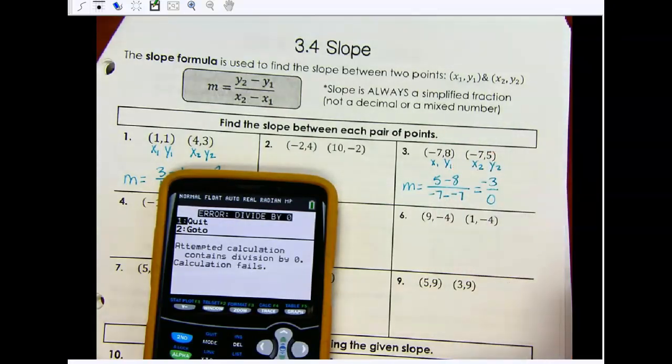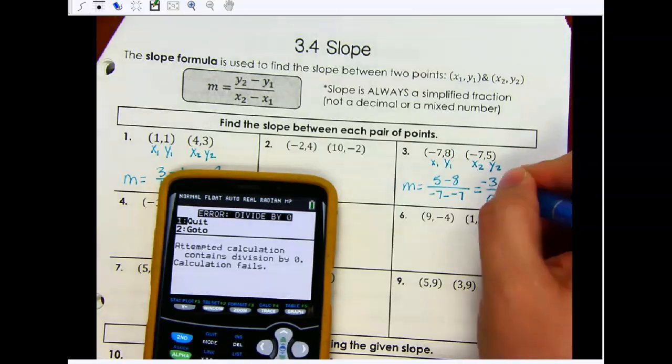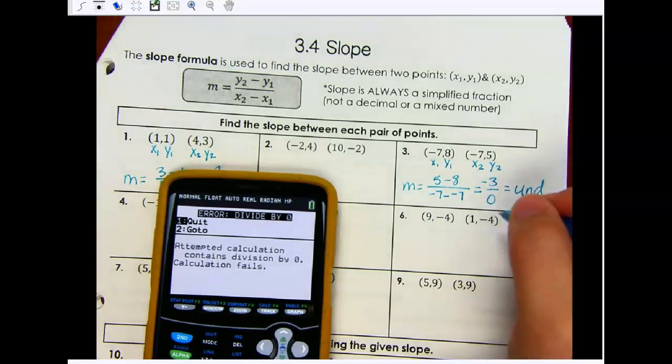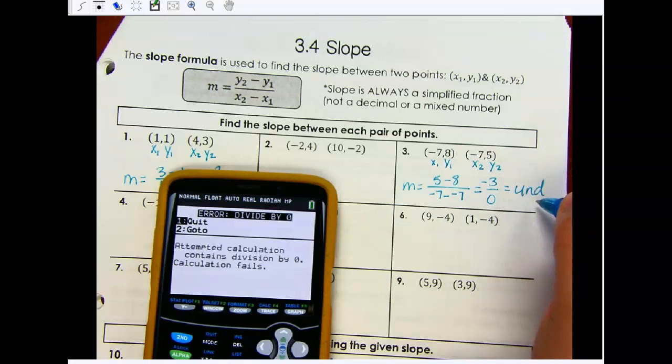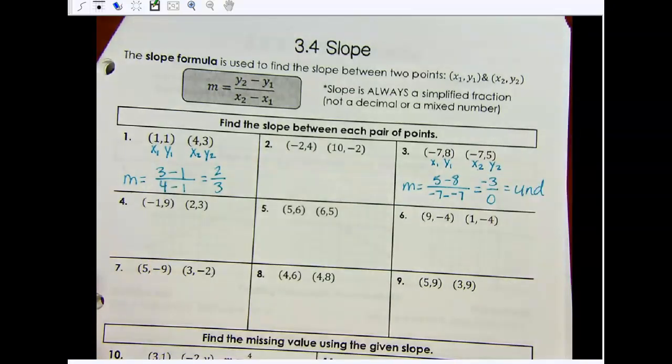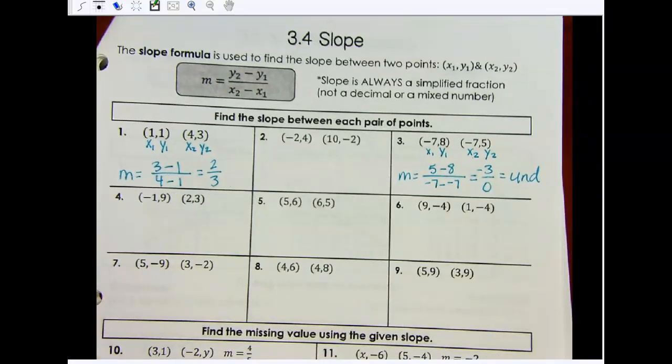Well, if your calculator gives you a 0 error, all that means is it's undefined, and you can shorthand it and just put UND for undefined. Okay? So you don't even have to write this part down. You can just go straight to undefined, but I wanted you to see why it was undefined, and it's because it was trying to divide by 0. All right, let's go to number 5.